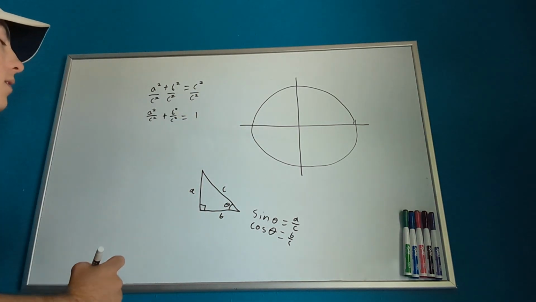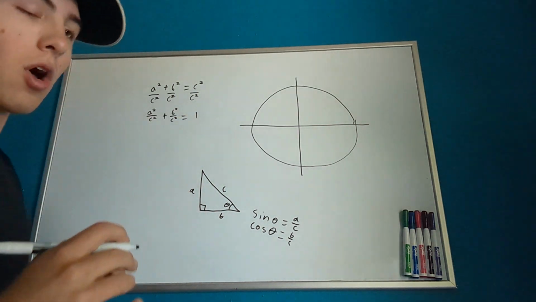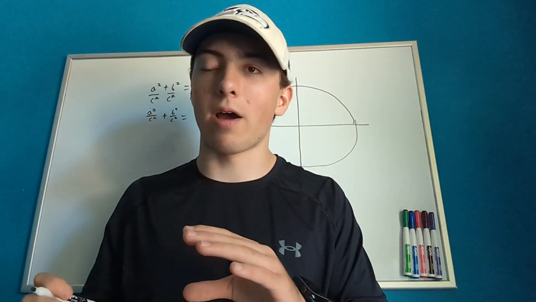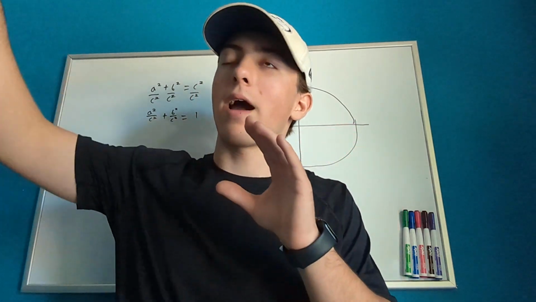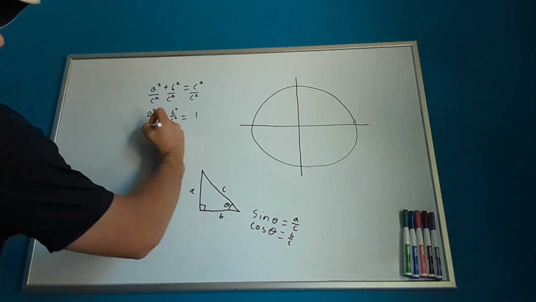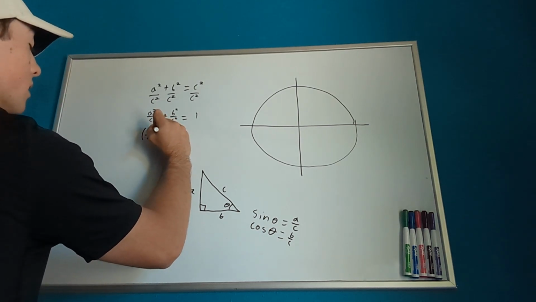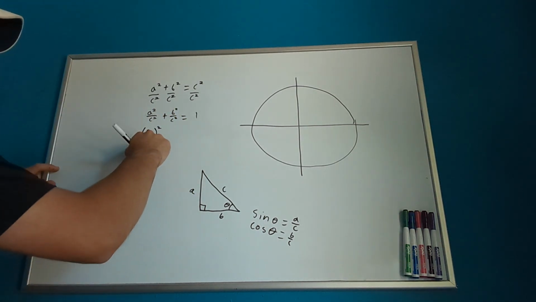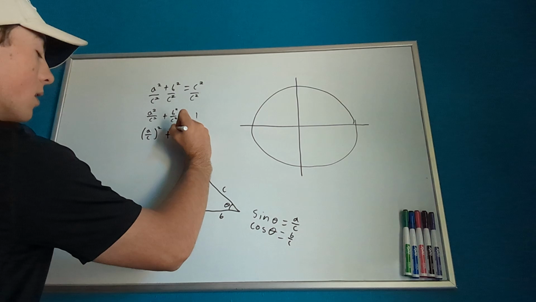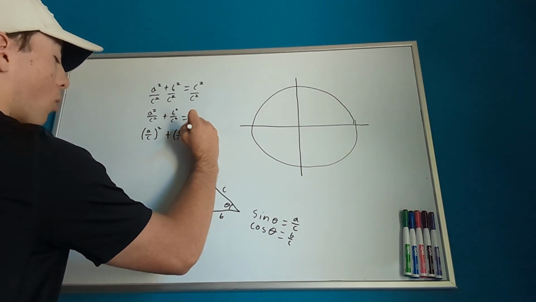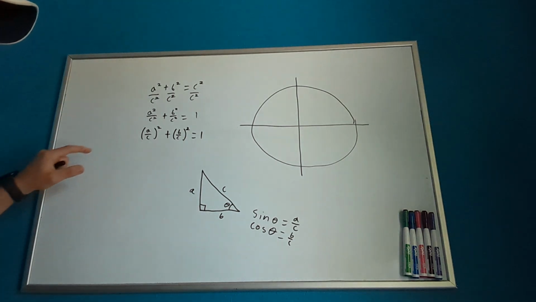Equals 1. All right? Then, if you recall from exponent properties, when we have a fraction of something raised to a power over another thing raised to the same power, we can take that power out. So we can turn this into A over C squared plus B over C squared equals 1.